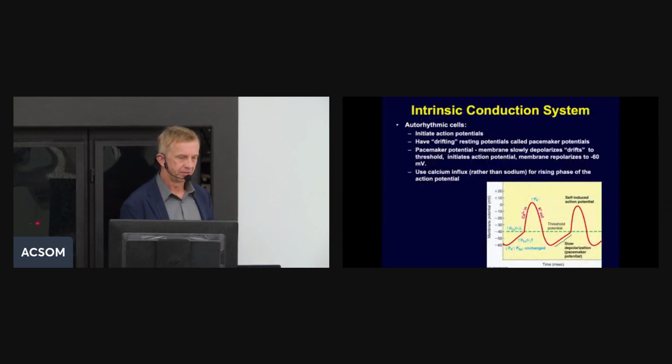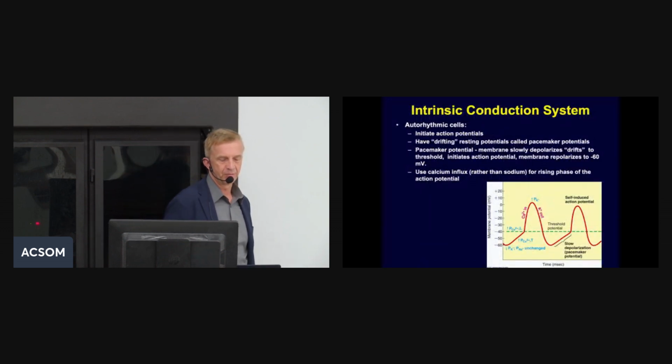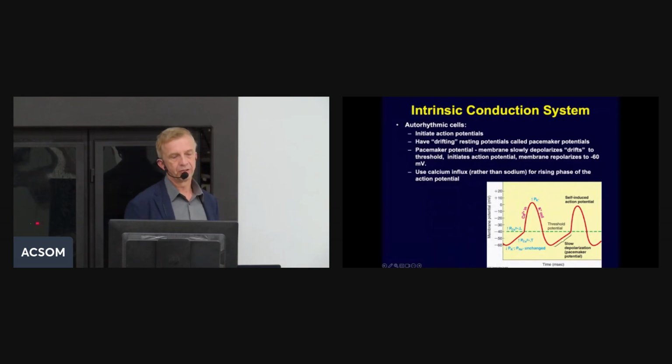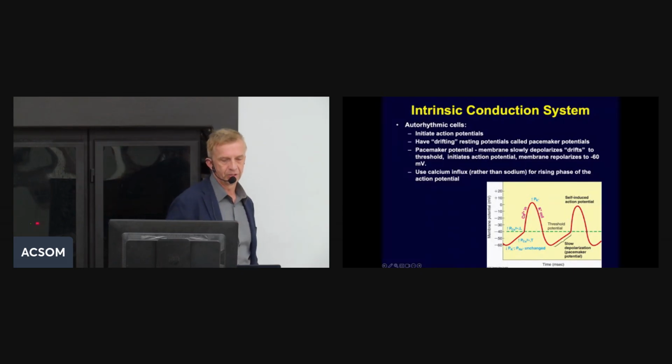We are now discussing the conduction system and the action potentials again. I think this will be review, right? You will tell me what these channels mean. Autorhythmic cells, again, initiation of the action potential. They have drifting resting potential. They don't have stable fixed resting potential, and this is called pacemaker potential. So it drifts. The pacemaker potential, the membrane slowly depolarizes to the threshold, which is around what? -40, right?